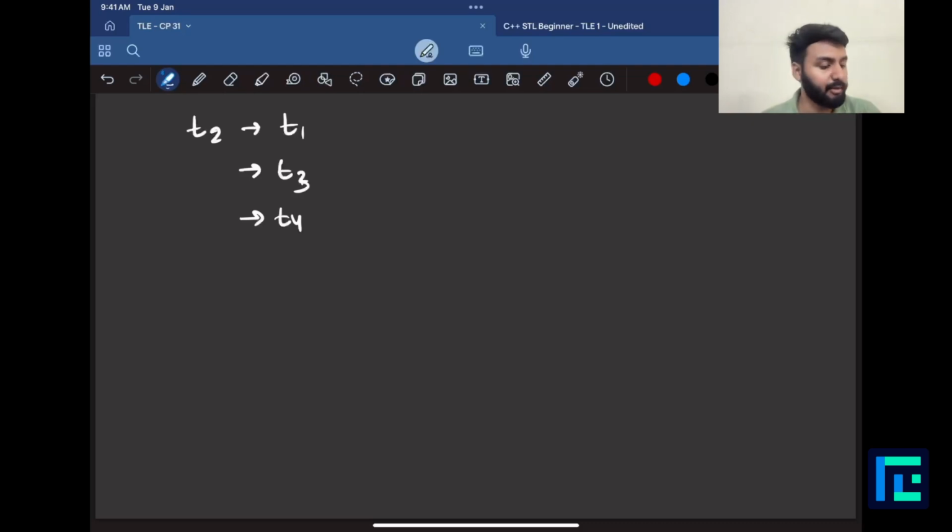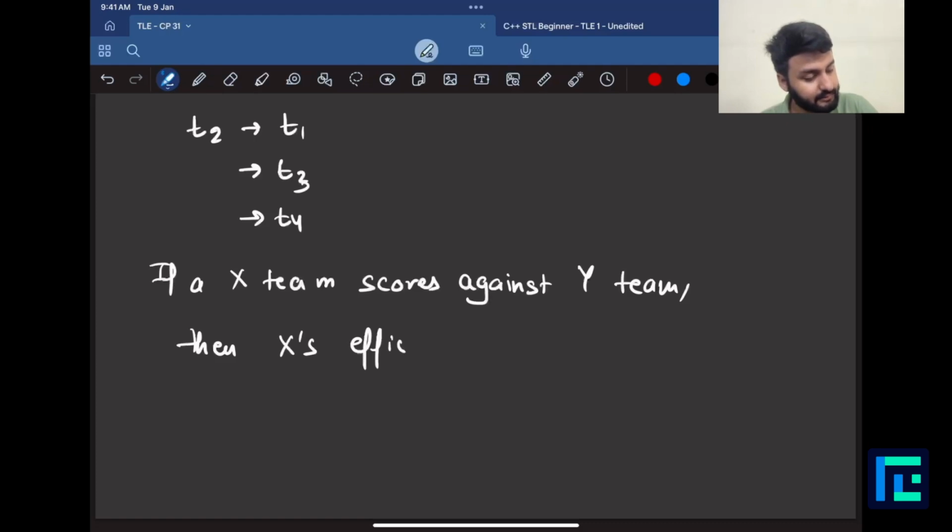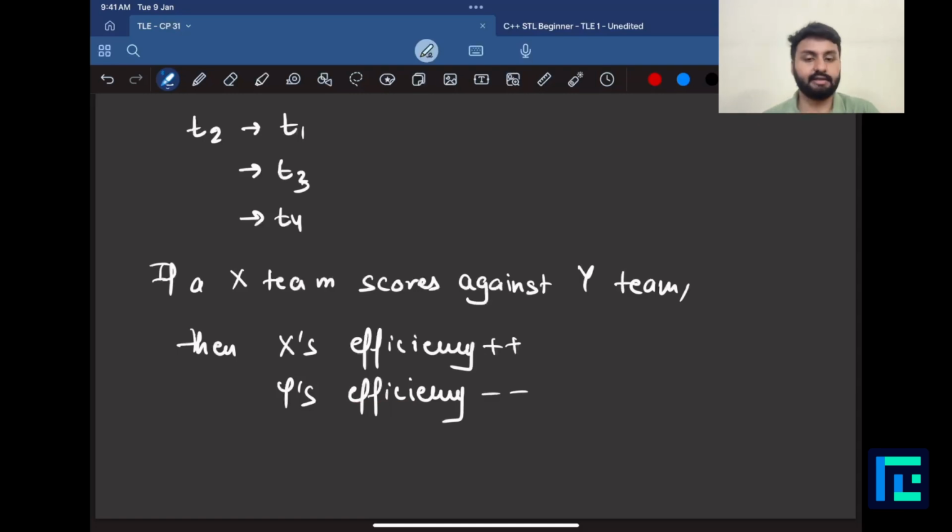This is a very, very important point, so I'll write this down. If team X scores against team Y, then X's efficiency becomes plus plus, but Y's efficiency goes down by 1 and it becomes minus minus.